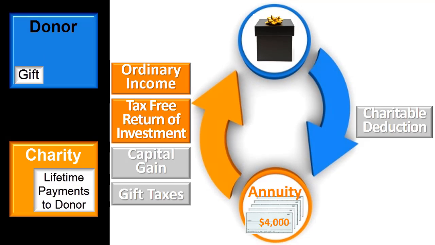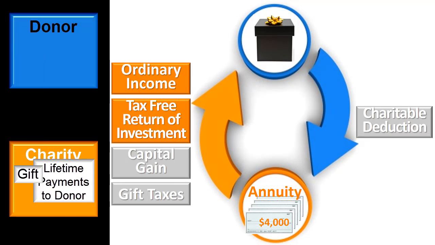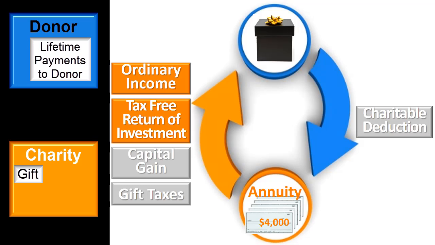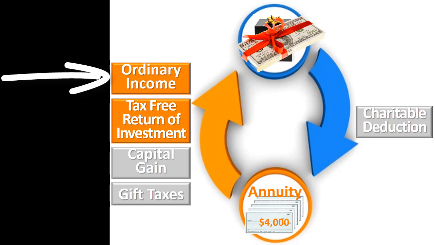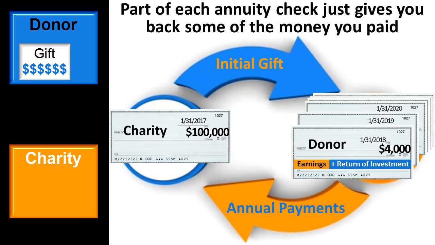Unlike other gifts, the charitable gift annuity produces a lifetime income stream. Each year, or quarter, month, or week, the annuitant receives a check from the charity. How should the annuitant report this check to the IRS? Let's begin with the simple transaction where the charitable gift annuity was purchased with cash. In that case, each check will be reported as some combination of ordinary income and tax-free return of investment.